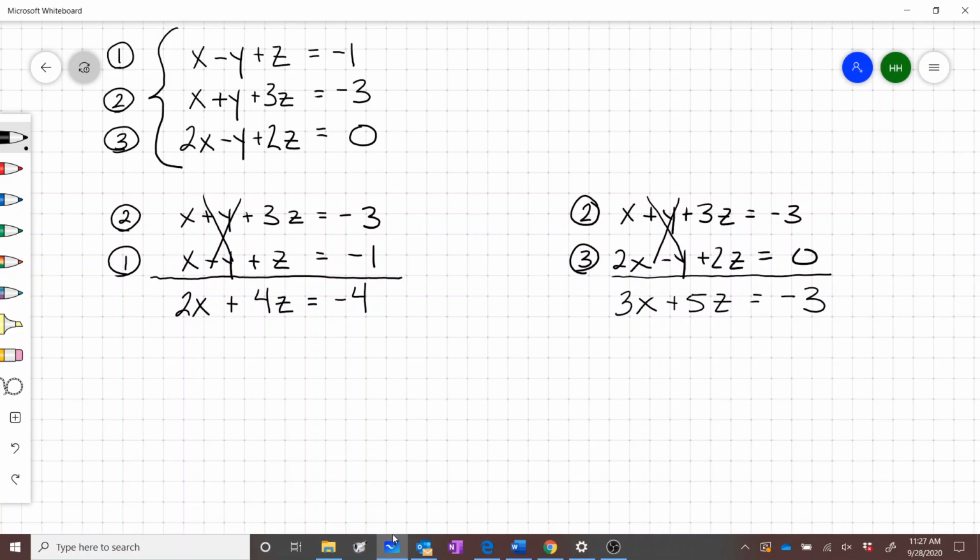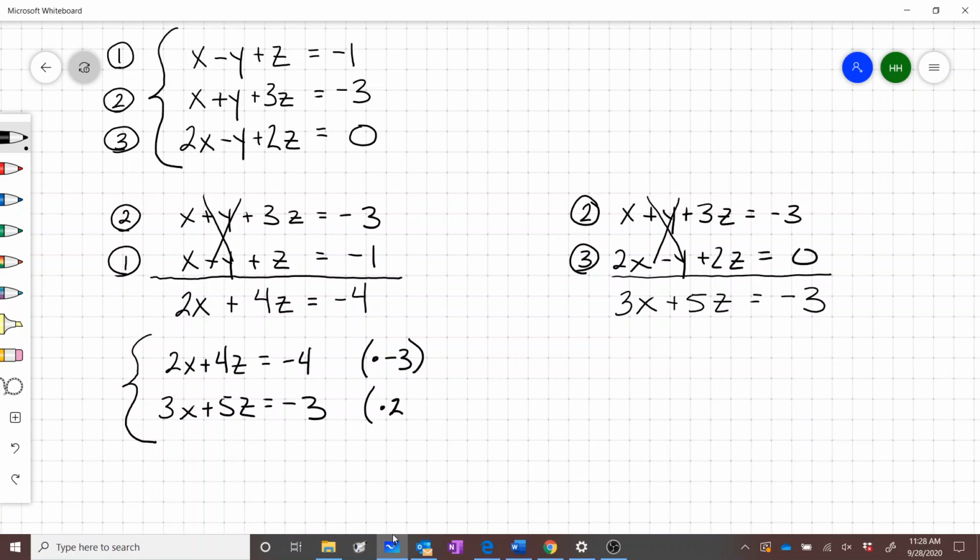Now we are down to two equations in two variables. So what you do is you pair those together, and you do what you did last week. So this 2x plus 4z is equal to negative 4, and the 3x plus 5z is equal to negative 3. We're going to choose a variable to eliminate, and we're going to manipulate these equations when we do that. So if we multiply the top equation by negative 3 and the bottom equation by 2, we'll end up with a negative 6x and a positive 6x, and that will eliminate the x's.